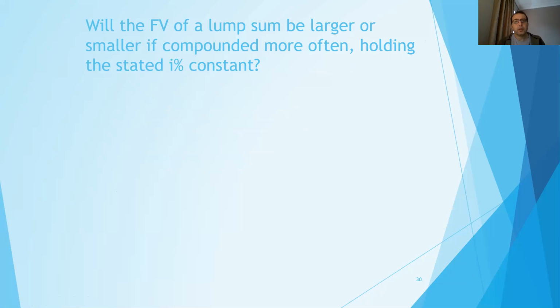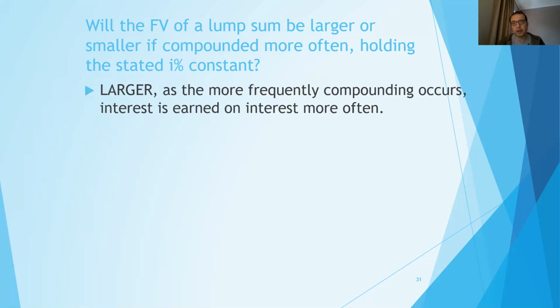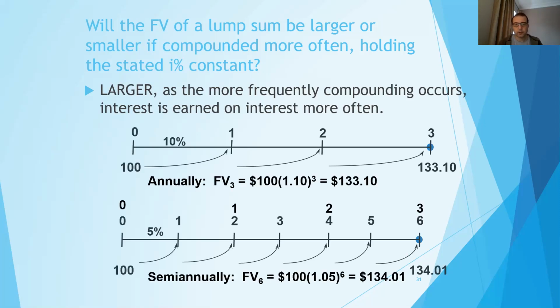Will the future value of a lump sum be larger or smaller if it compounds more often? Of course, it's larger, because when you compound more frequently, it means that your interest on interest is going to be more. So you will add your interest to your savings more often, and you will get interest on interest more often. So it's going to be larger, right?